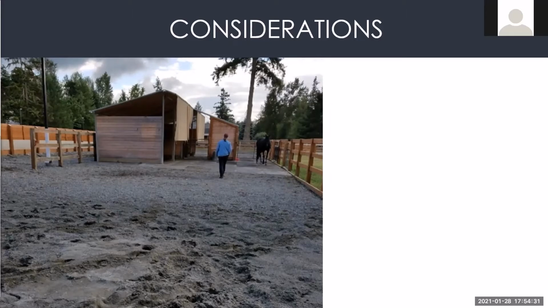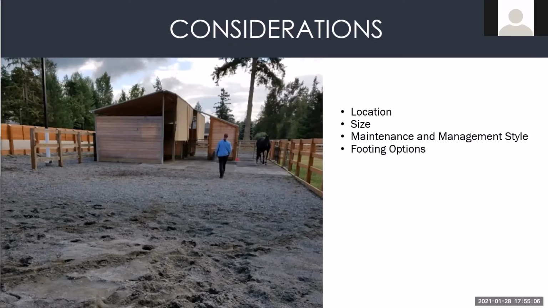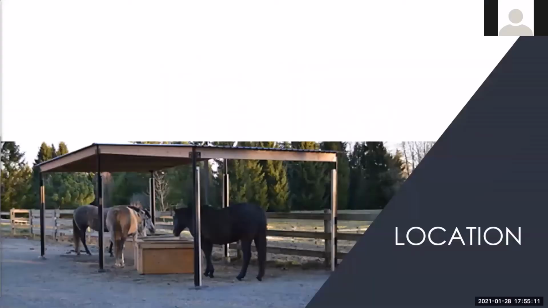So when we're thinking ahead, you've gotten yourself through this winter and early spring, and then you're thinking about how you want to deal with future years. What can I think about that might work more for me if I want a different system? With that, there are some different considerations. You want to think about location, size, any maintenance that might have to happen, which is going to be different for different materials, and management is going to be different for them as well. So it's got to work for you. And then thinking about different footing options, which we're going to talk about quite a bit.